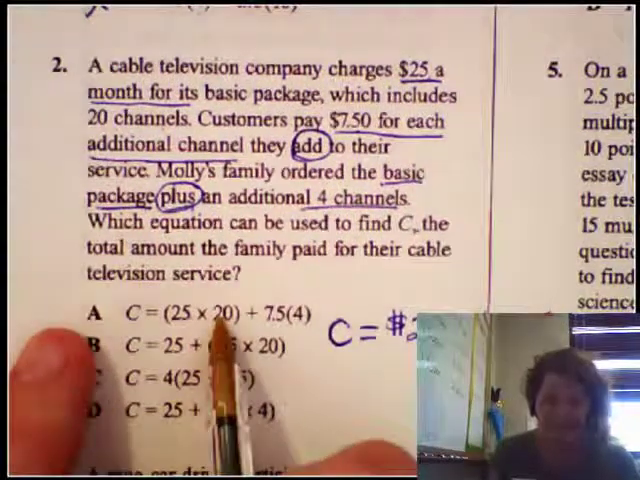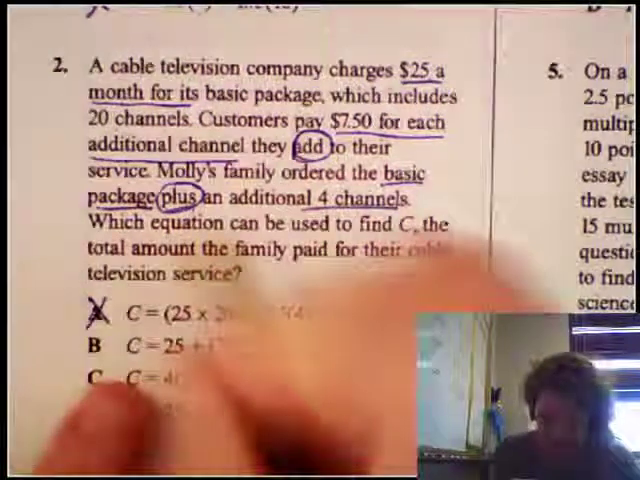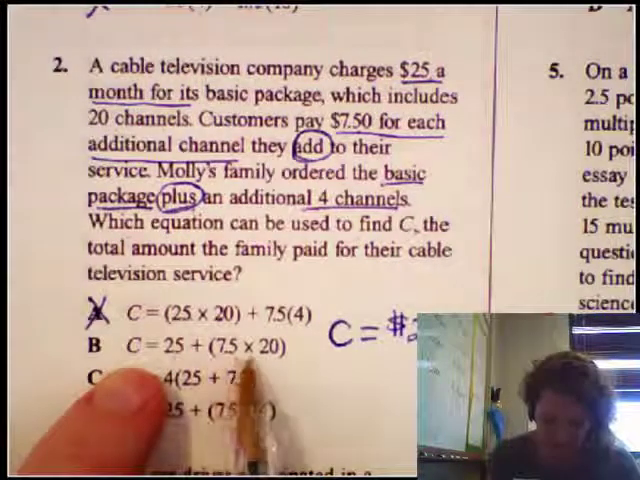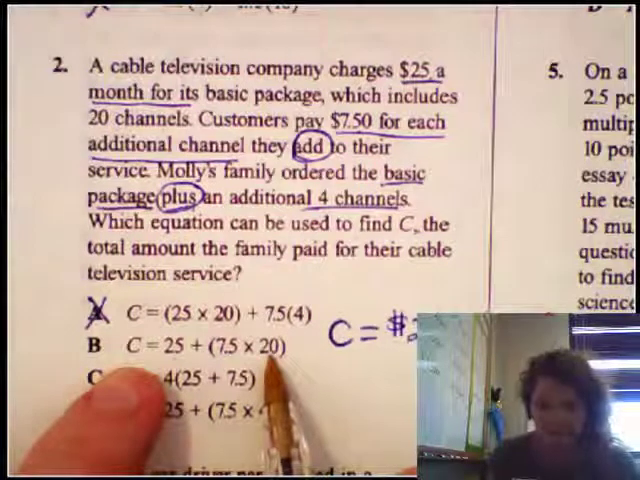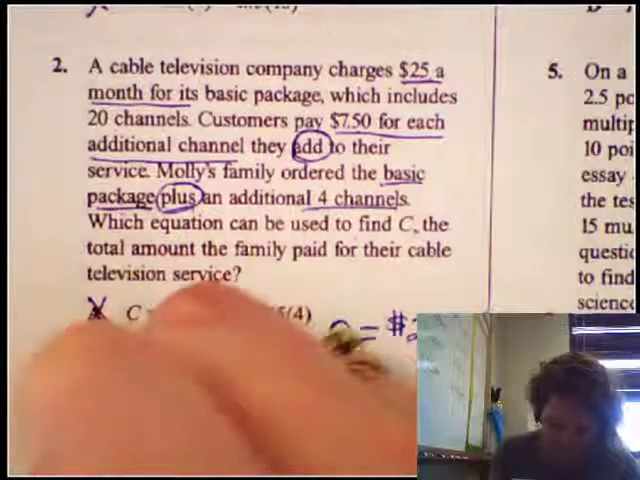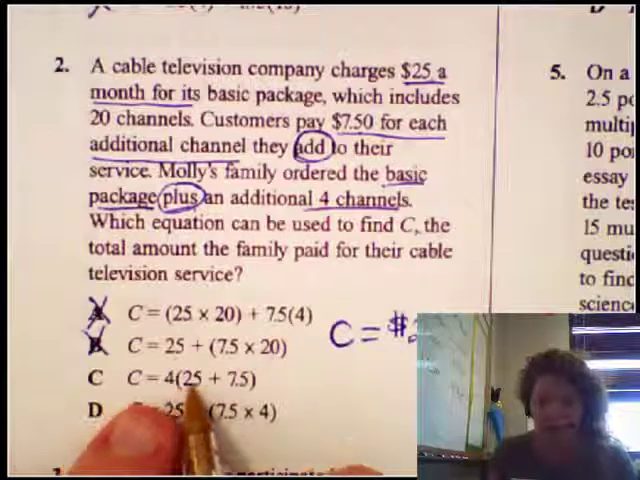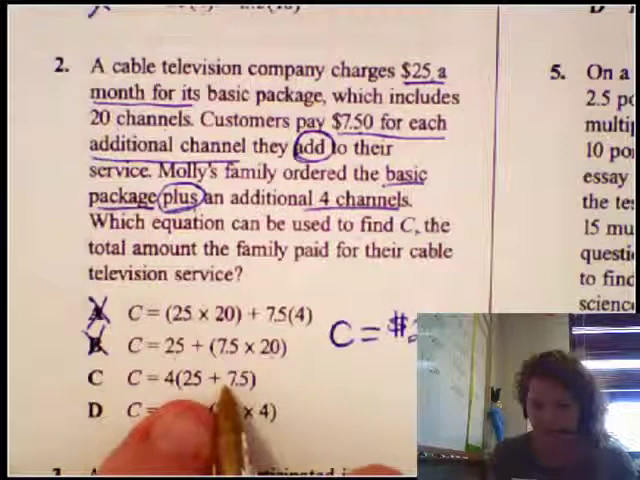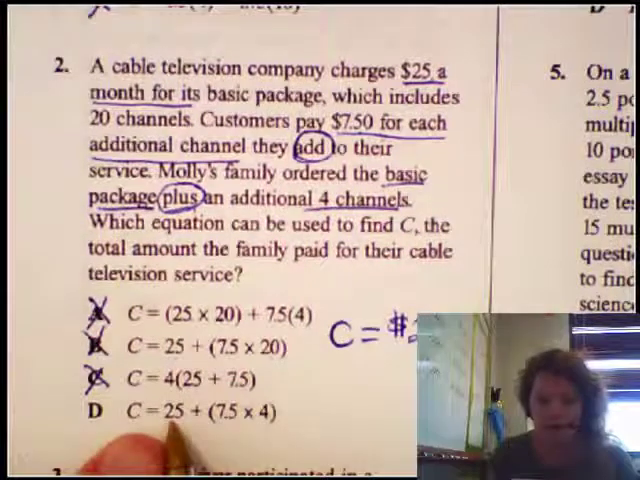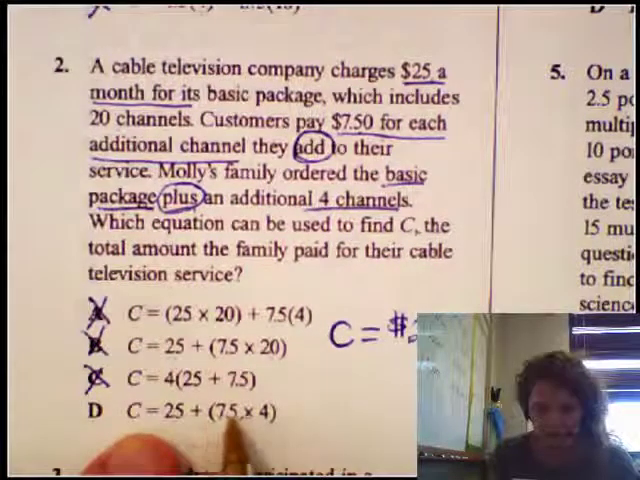25 times 20? No way. Let's try the next one. 25 plus 7.5 times 20. Nope, because ours was 7.5 times 4, not times 20. 4 times 25 plus 7.5? Nope, ours didn't look like that. Or 25 plus 7.5 times 4.